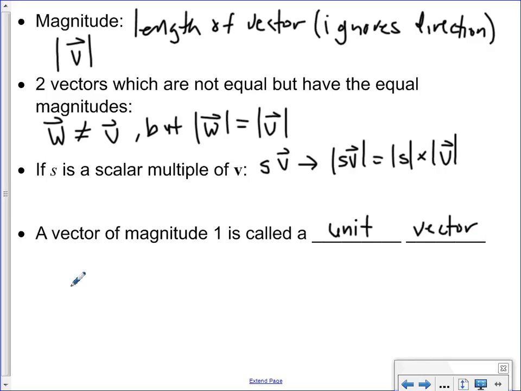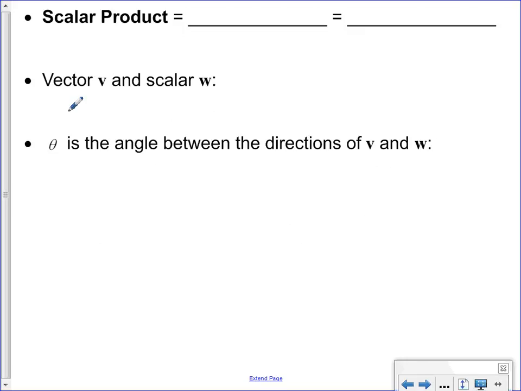Okay, here we go. Let's talk about the scalar product. Now, this formula is on your formula sheet. It's not that hard to memorize, but it'll be there for you in case you need it.